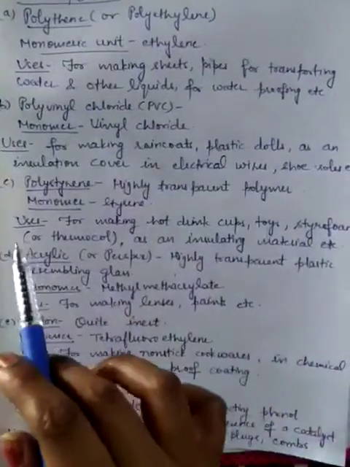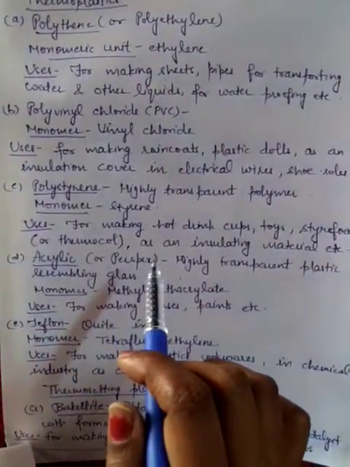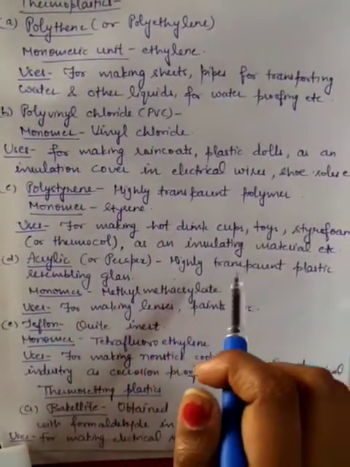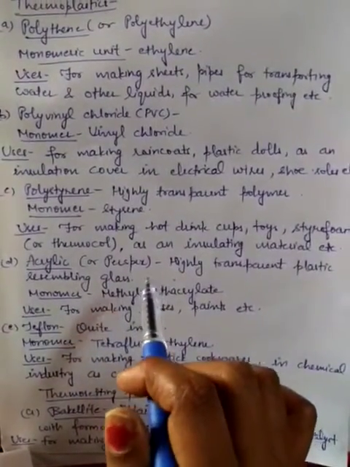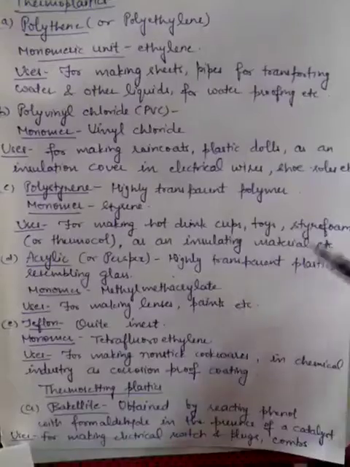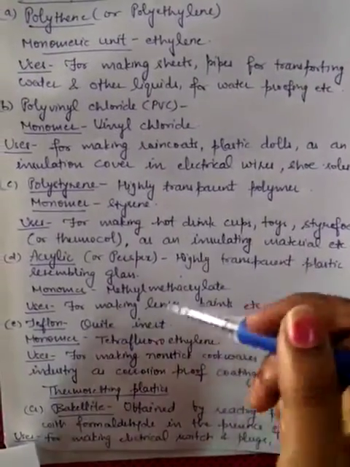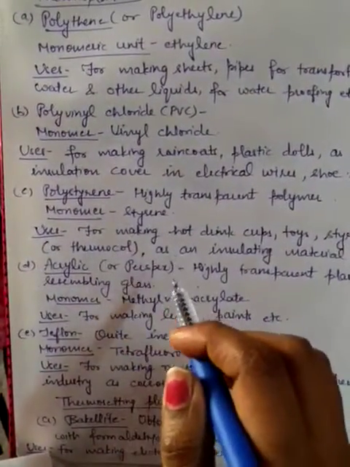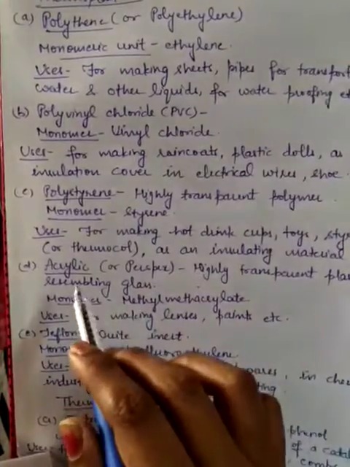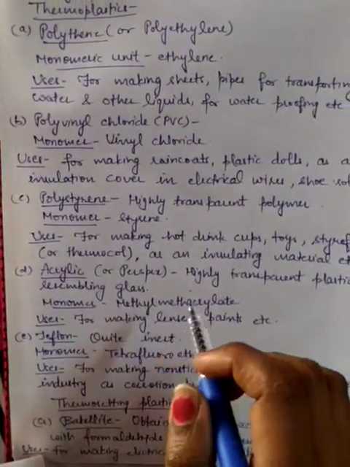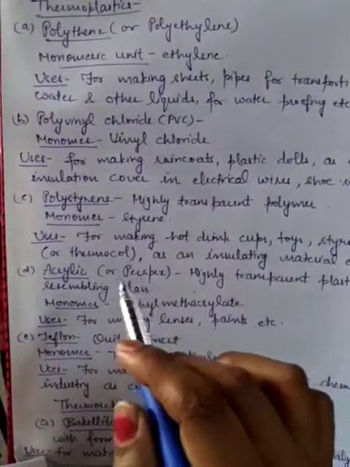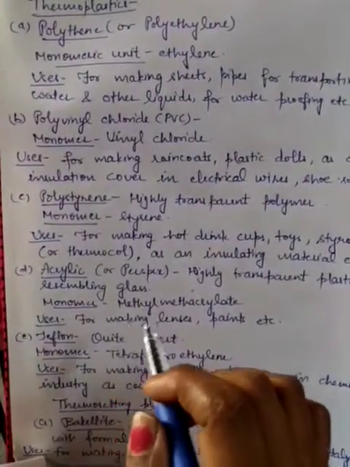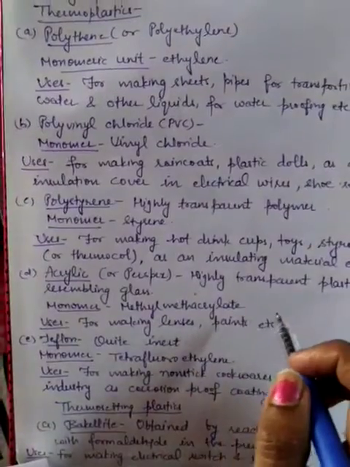Next one is acrylic, which is commonly called perspex. It is a highly transparent plastic and it resembles glass. You have seen plastic glasses in the market which look like glass. These are made up of acrylic, which is also called perspex. Its monomeric unit is methyl acrylate. It is used for making lenses, paints, etc.